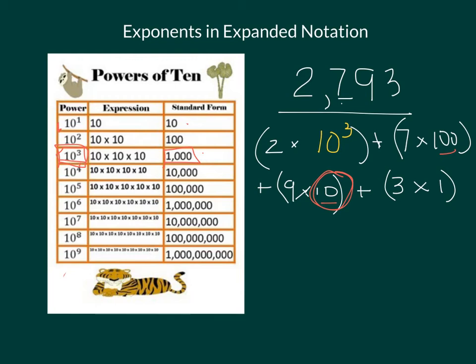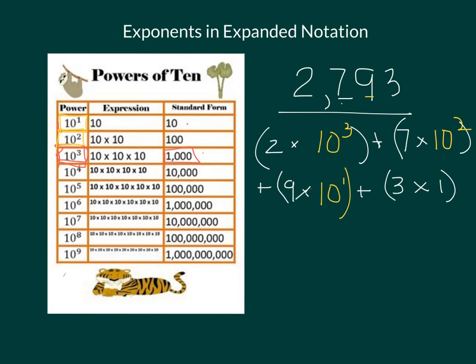So if I look at the next one, I'm going to, again, erase the 100, and I'm going to replace it with its power of 10. And in that case, the hundreds are going to be 10 squared because 10 times 10 is 100. The next one is going to be 9 times 10 because it's in the tens place, and 10 is written as 10 to the first.